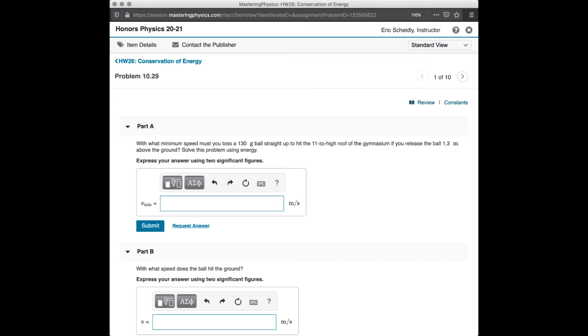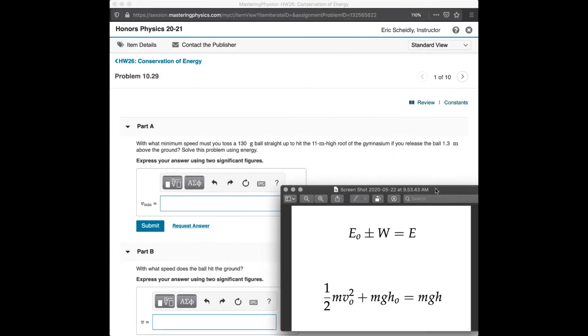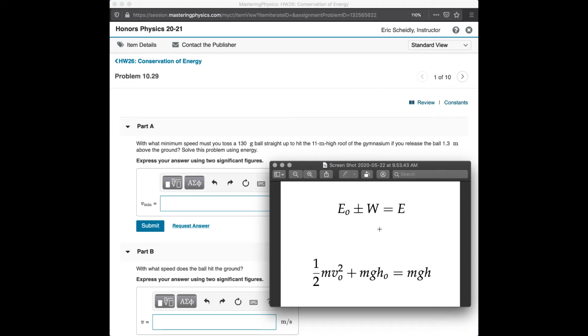So with what minimum speed do I toss a ball straight up to hit the roof of the gymnasium if I release the ball from 1.3 meters above the ground? So here is my application of the law of conservation of energy in this case. The initial energy plus or minus the work is equal to the final energy. There is no work being done by non-conservative forces here. Nobody's pushing or pulling. There's no friction. There's no viscous drag. There's no rocket motors running. All that's acting here is the force of gravity, and gravity is conservative.